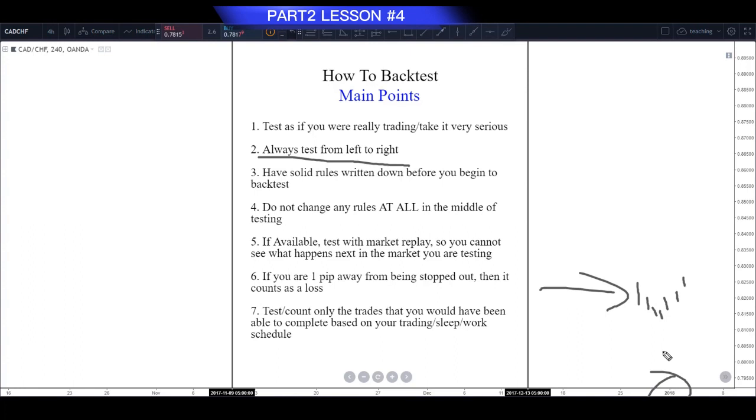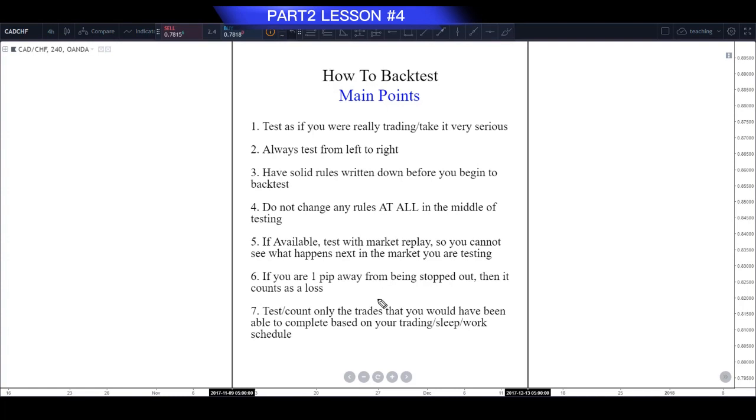So if market replay is available to you, I would always suggest testing with market replay to give you a more similar feeling to trading live. Rule number 6, if you are 1 pip away from being stopped out during your backtest, then count that trade as a loss. It would be a very rare situation that in live market data, you get 1 pip away from being stopped out and don't get stopped out.